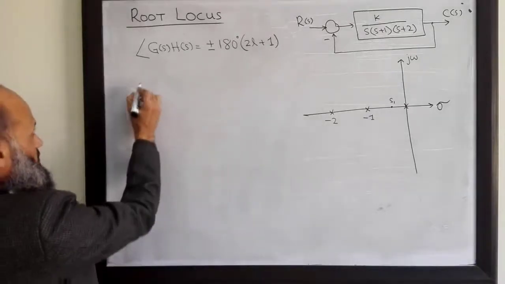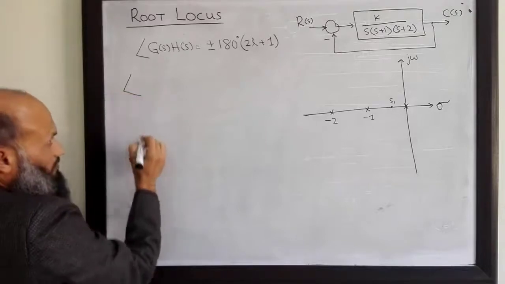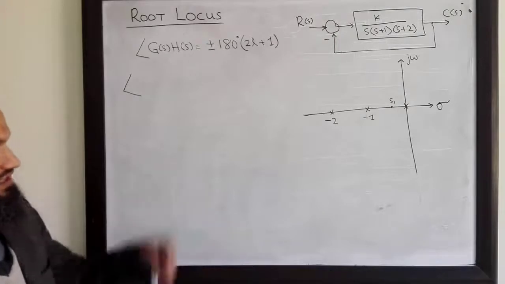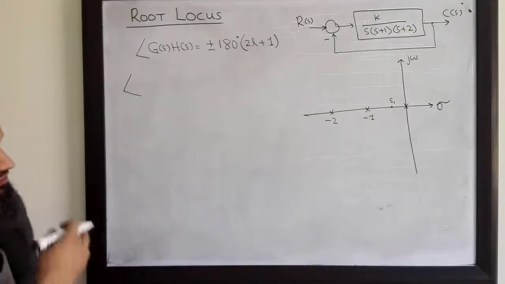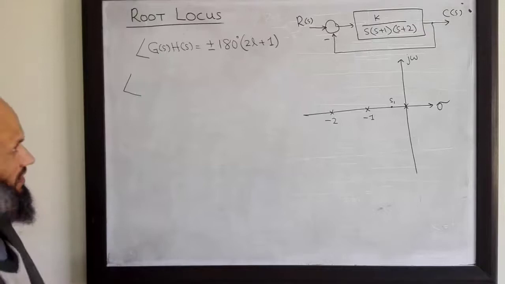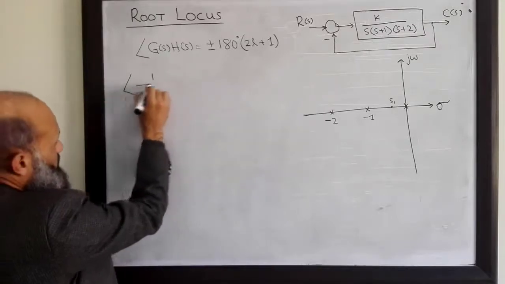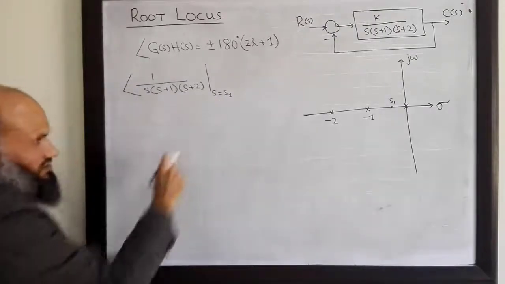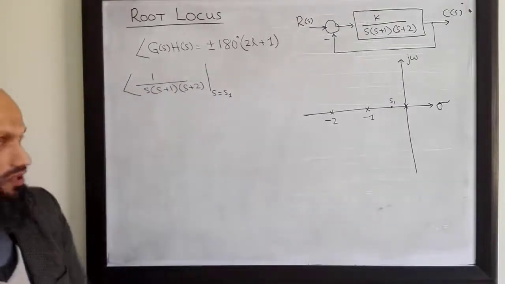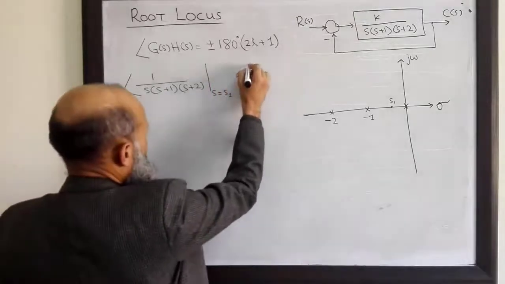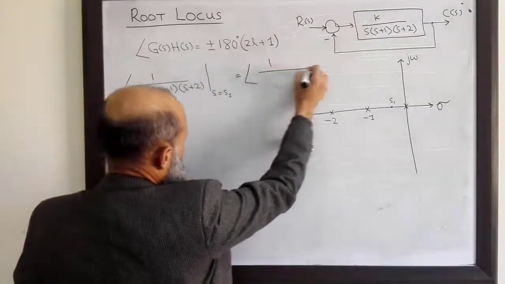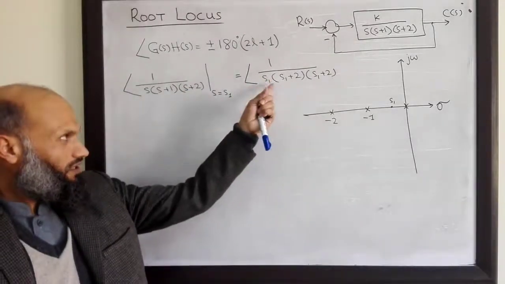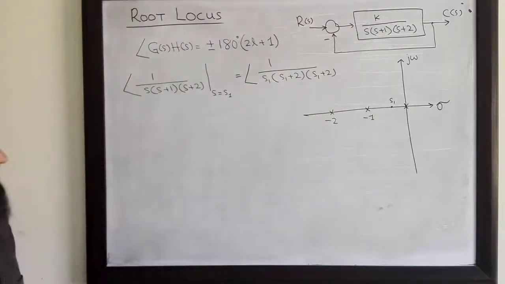So for this particular system, remember that this K is some positive constant, so it does not contribute anything to the angle, so we just omit K in the angle condition. So we determine the angle of this complex number for S equal to S1. You also know that when factors are multiplied, their angles will be added.